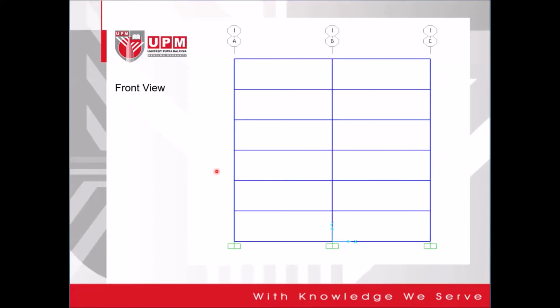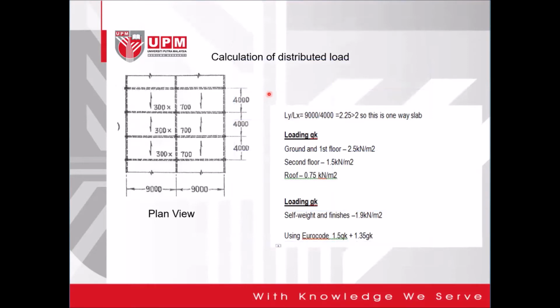First, this is our frame structure at the front view. So this is the ground floor, first floor, second floor, third floor, fourth floor, fifth floor, and this is the roof. Before we start the calculation of the frame, we need to know the type of the slab, which is one-way slab or two-way slab. So this is the calculation of how the load is distributed at each of the beams. This is a plan view.